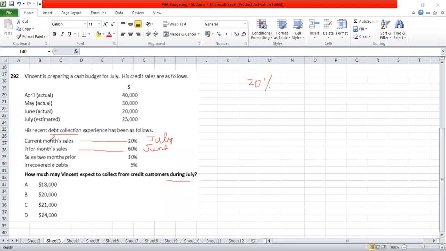So the same month, current month sales, 20% is in July, 60% is in June. Prior month to July is June. Then sales 2 months prior. 2 months prior to July is May. So May month credit sales, 10% of the credit sales is collected in July. 5% of the debts are uncollectible, so we can ignore uncollectibles. It is bad debts.